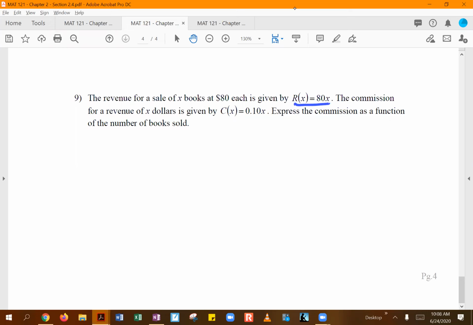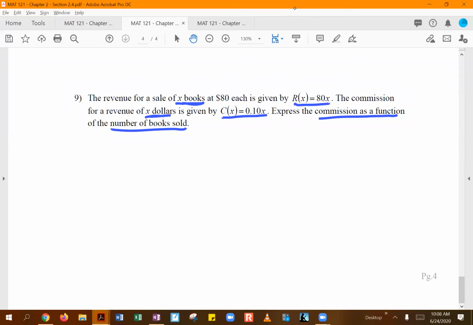Then the commission for the revenue of X dollars is given by the function C of X equals 0.10 X, and they're asking us to write the commission as a function of the number of books. So what's happening here, guys, is that in the revenue function, X represents the number of books. But for the commission function, the X represents the dollar amount.